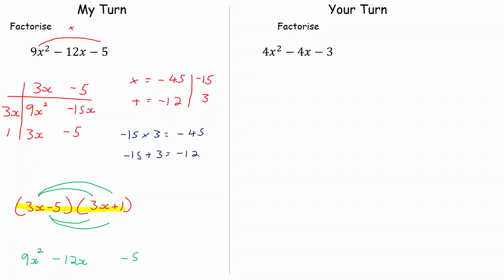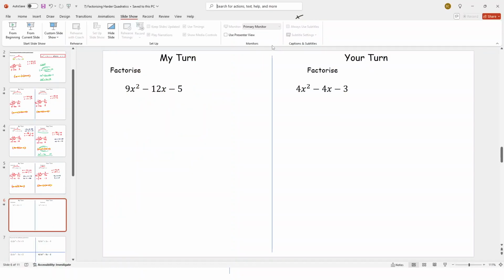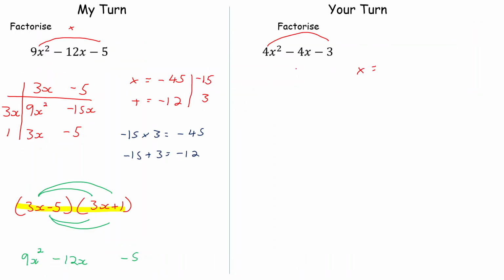So that is correct. Now the second one, you can pause the video and give that one a go, and you can check your answer at the end. But the same process here. So numbers that multiply to give you your first term times your last term. So 4 times negative 3, which is going to give you minus 12, and the numbers that add to give you the middle part, which is negative 4.